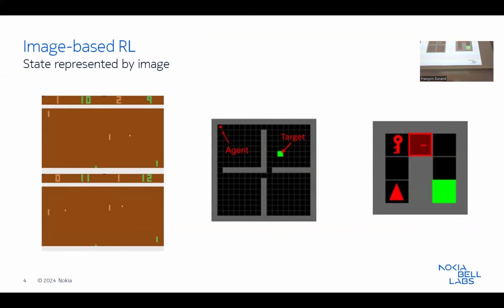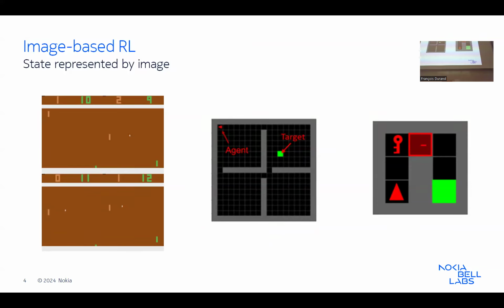So the specific thing I want to talk about today is what happens when the state is represented by an image. And we're going to look at a number of different environments, but many game-playing environments, this is the situation. So, for instance, Pong, or this full-game version of Pong, you can have this image that represents the state of the game.